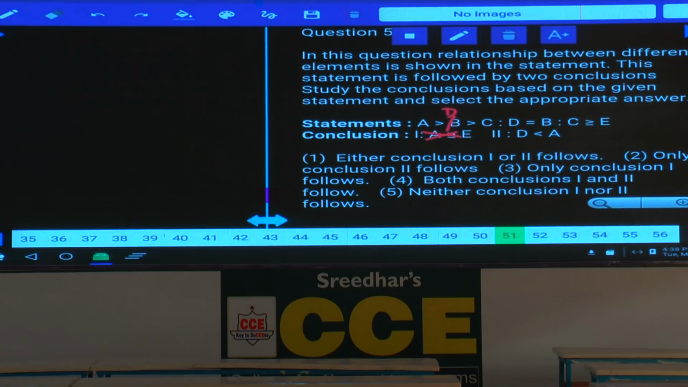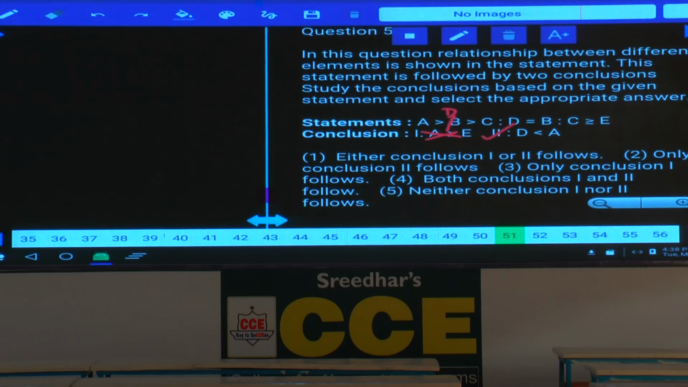A greater than D is true. D lesser than A is also true. Hence only conclusion 2 follows, that is choice 2. Question number 51, choice 2 is the answer.